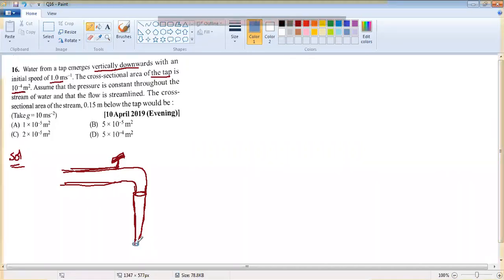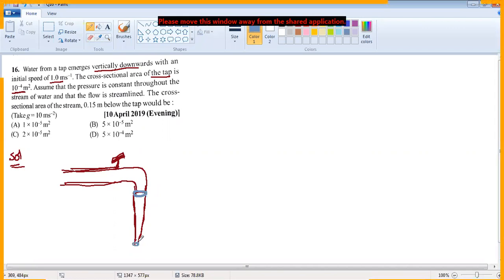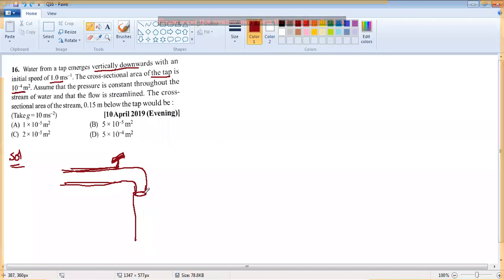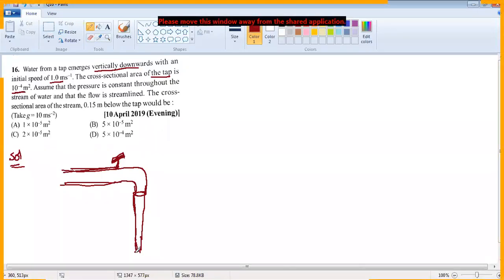This is the cross section of the tap. This is the water tube. Initially the water has the same cross section as the tap, but while coming downward, the water stream gradually decreases its cross section. Please try to understand this. It gradually decreases here. Now this is the cross section here.